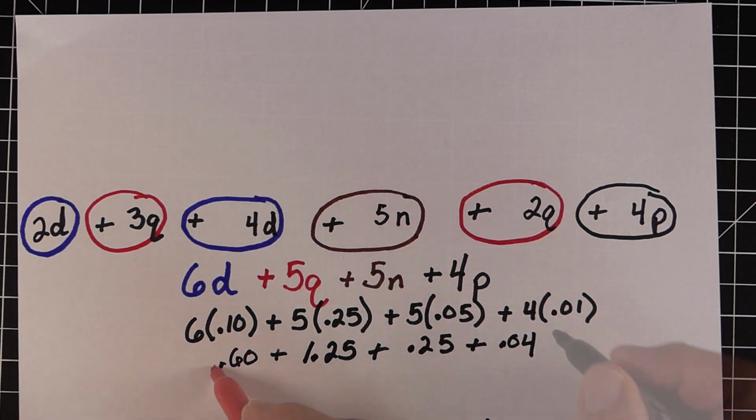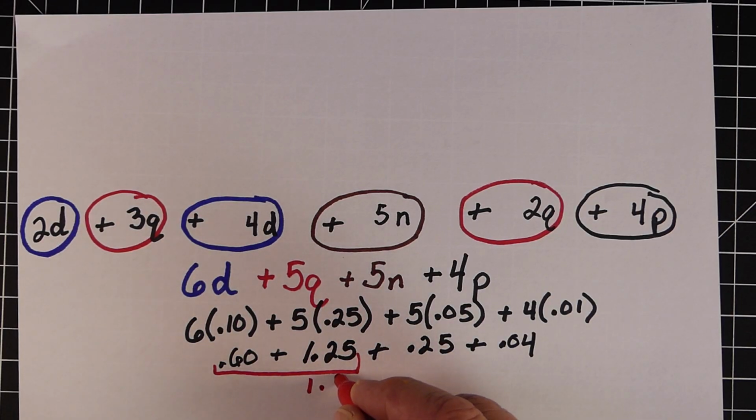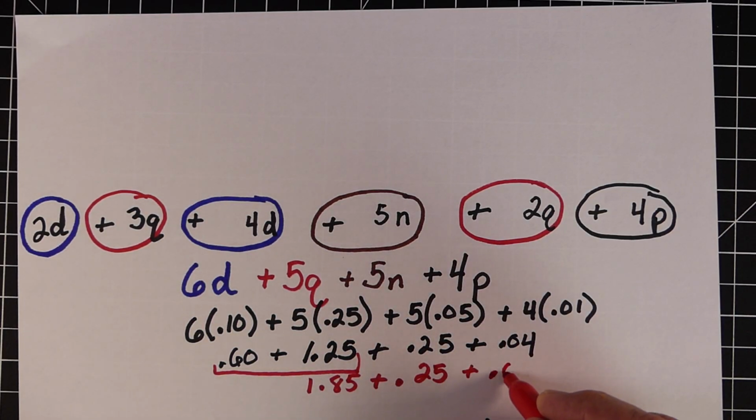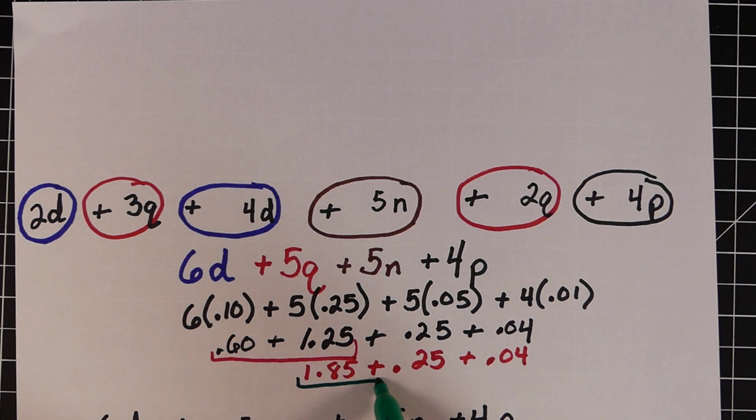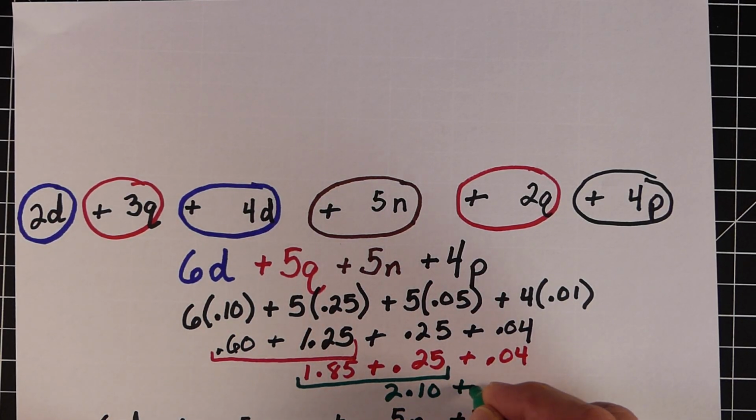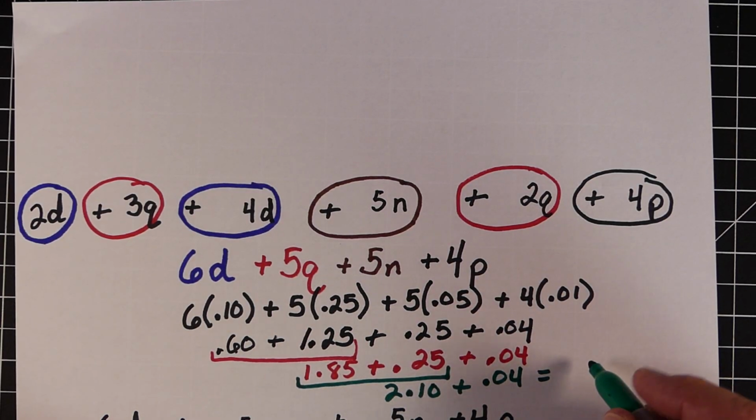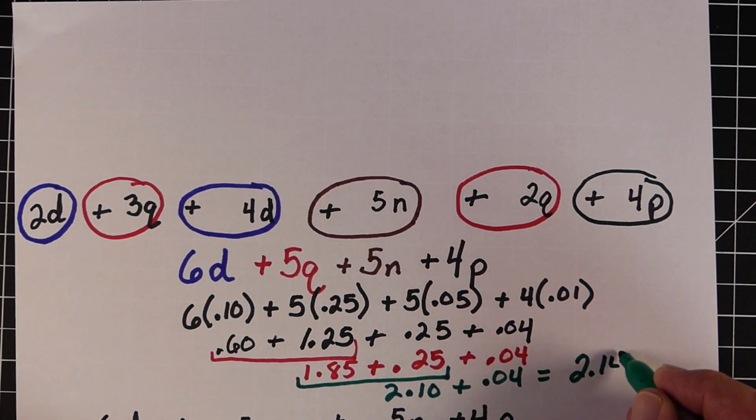And at this point, I just need to combine them together. When I combine the dimes and quarters, I have $1.85. When I go ahead and add the nickels to that, I end up with $2.10. And then I go ahead and add the 4 cents. So the total value of those coins would be $2.14.